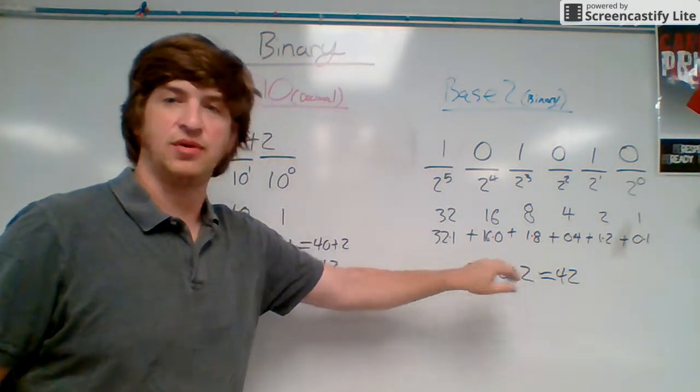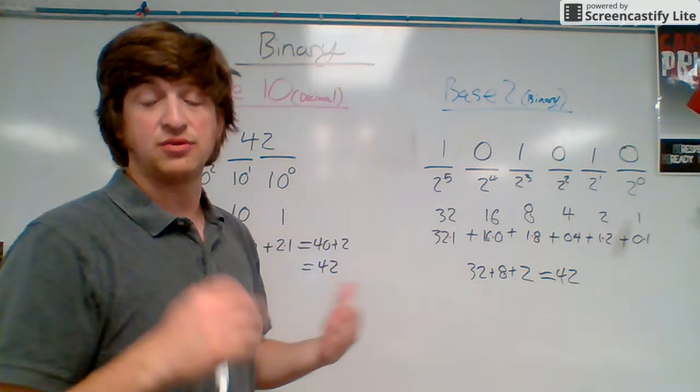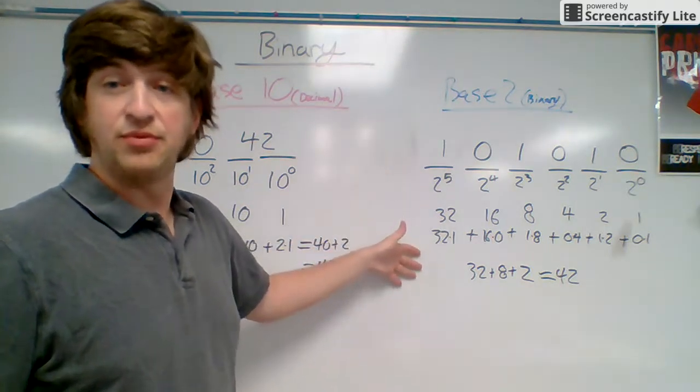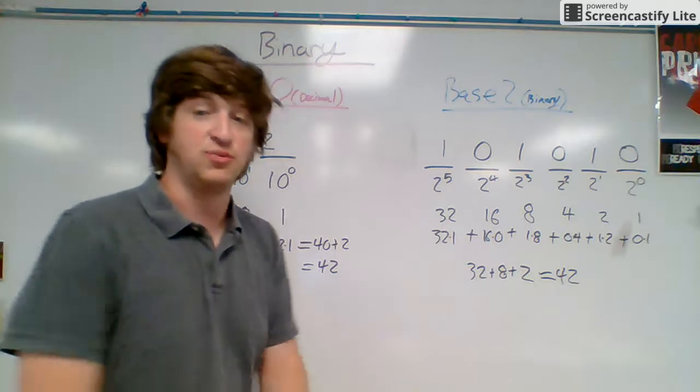That's the number in binary. Same number, two different ways to represent it. This is a pretty simple trick to convert from binary to decimal. This is the way most people will do it, actually: they'll go through and just add up each one of those, the power of each one.